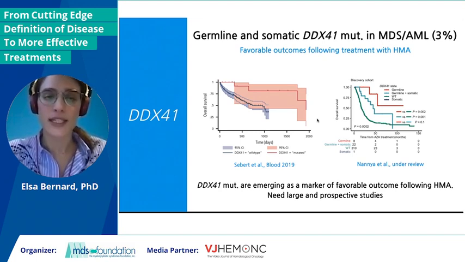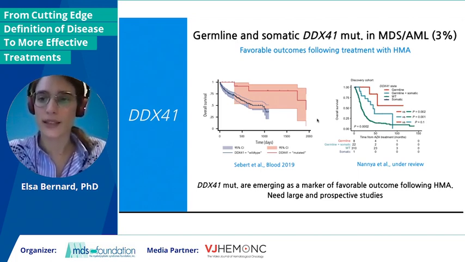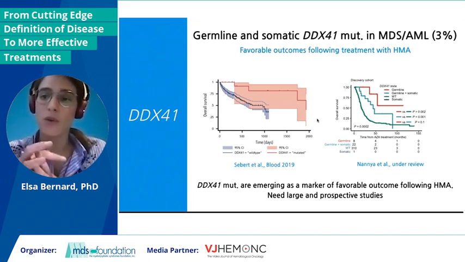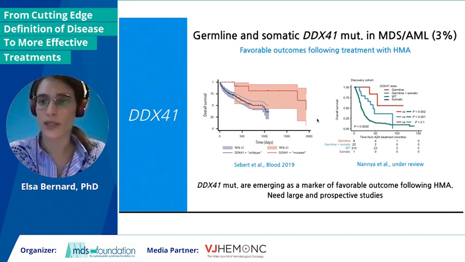In 2019, and there are other lines of evidence from Dr. Nanya that are currently under review that support that statement of favorable survival following HMA, such that DDX41 mutations are emerging as a marker of favorable outcomes following treatment with HMA. But this specificity between treatment and the DDX41 mutant MDS or AML needs to be investigated in large and prospective studies.